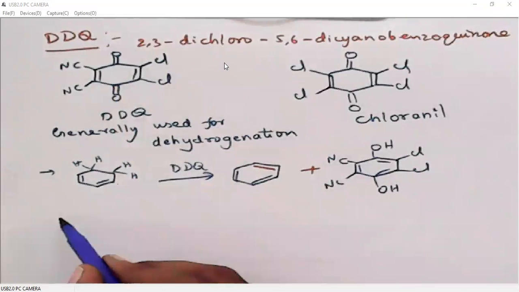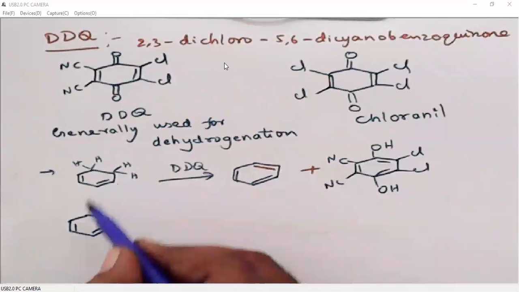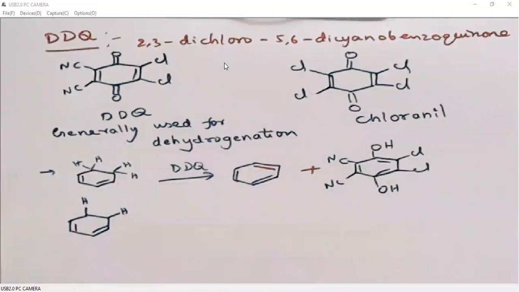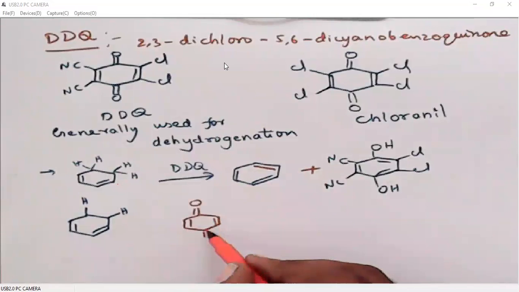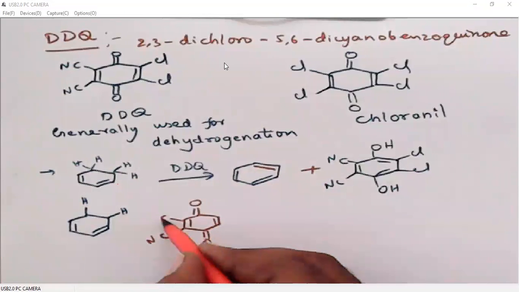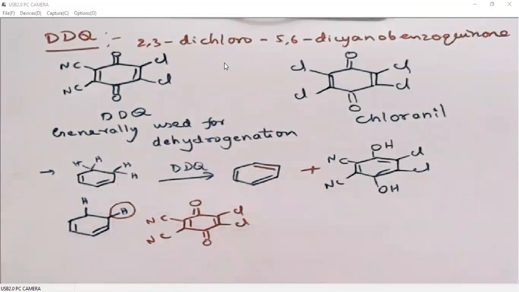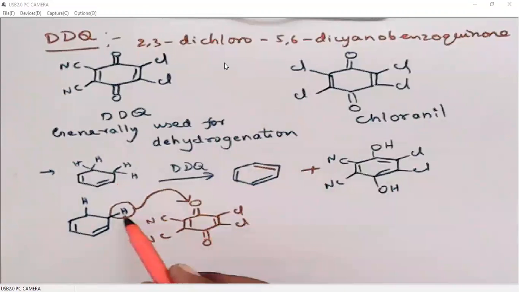I'll take only the required hydrogens. Because we have four hydrogens, I'm not going to represent all four. I'll take only two. When we have DDQ, the first step is hydride ion transfer. The hydrogen with its bonding pair, that means H minus, will shift to the carbonyl oxygen in DDQ.